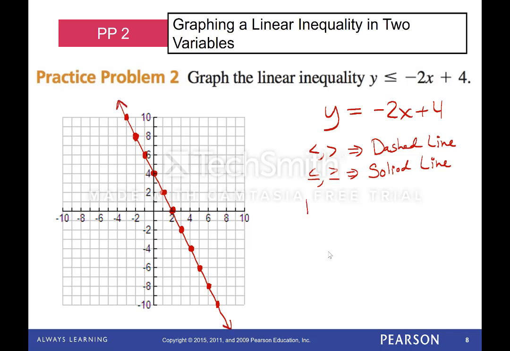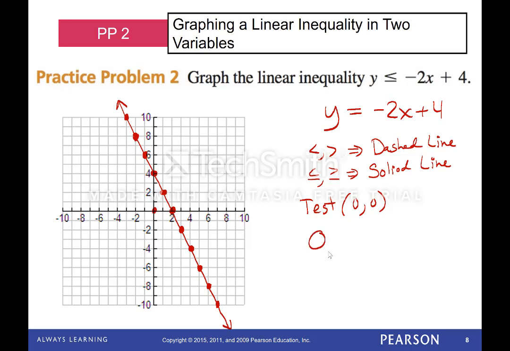We've got to do that test point again. Easiest test point to use is 0, 0. Can we use it? Absolutely, because the line itself doesn't go through 0, 0. So we can't use any of the points that we just graphed. Not those. You've got to pick something else that's not on the line itself. All right, so 0, 0 is very convenient.